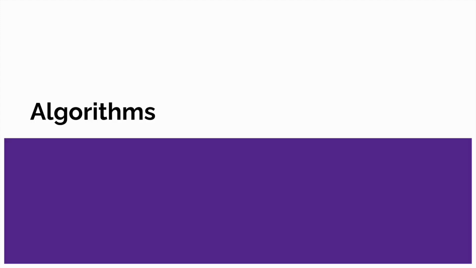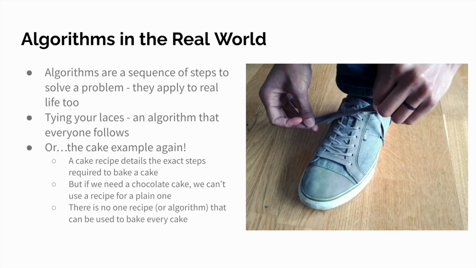So now we're going to talk about algorithms. Algorithms are very, very important. This is a whole section in itself of this chapter. This is the second big section of this chapter, and it's also one of the 4 pillars of computational thinking as well. So in the real world, what is an algorithm?